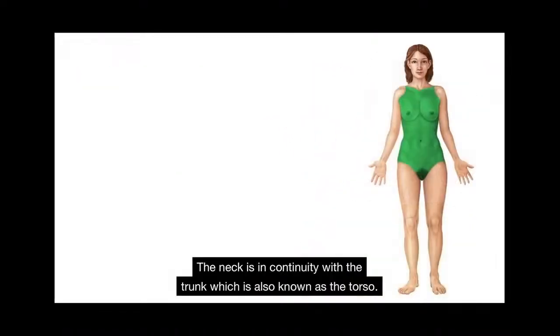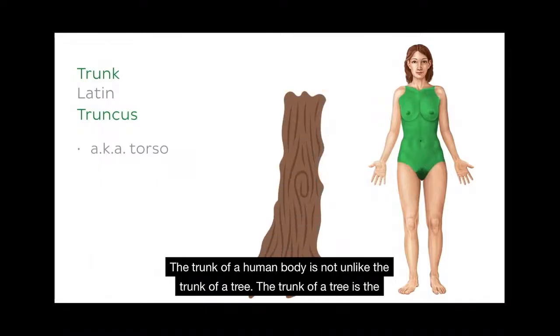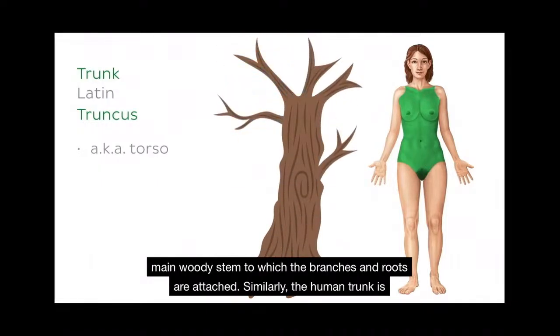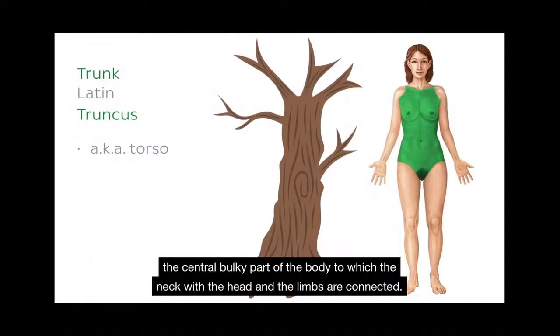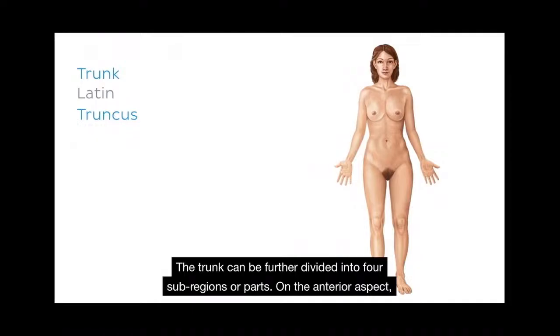The neck is in continuity with the trunk, which is also known as the torso. The trunk of a human body is not unlike the trunk of a tree. The trunk of a tree is the main woody stem to which the branches and roots are attached. Similarly, the human trunk is the central bulky part of the body to which the neck with the head and the limbs are connected. The trunk can be further divided into 4 subregions or parts.